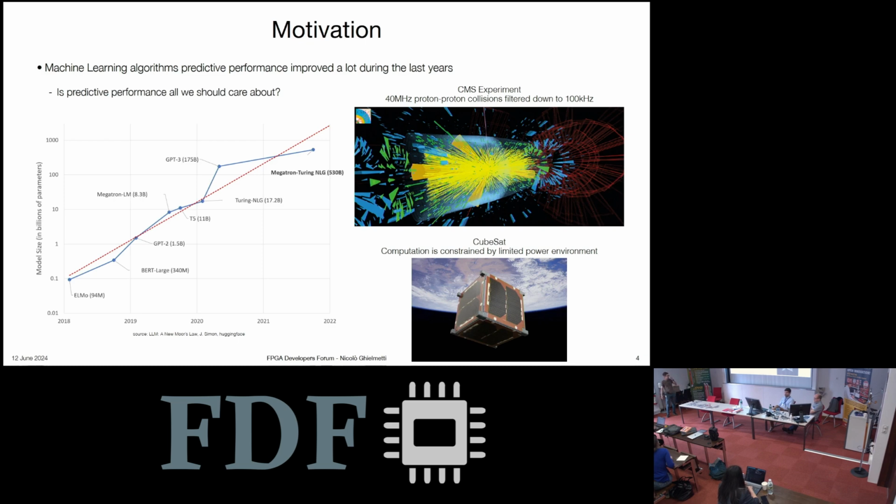For example, there are two use cases that I would like to highlight. One is the experiments that are conducted here at CERN, in which data rates are very high, and probably such big models are not able to handle such a high rate of data. Another use case is, for example, a CubeSat, in which the computation has to be performed in a power-constrained environment.